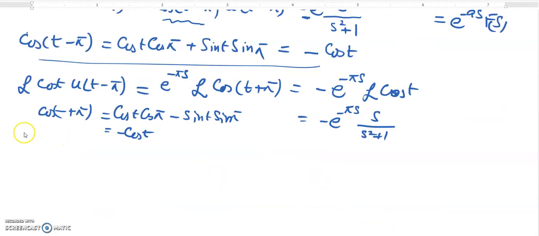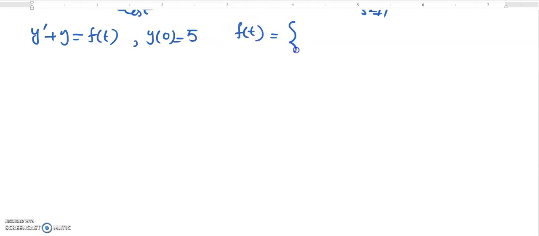So the initial value problem is y prime, a first order equation, y prime plus y is equal to some function of t, where this function of t is a piecewise defined function, and y of 0 is equal to 5. How is this function defined? It is 0 for values of t from 0 to pi, and it is equal to 3 cosine of t for values of t greater than pi.